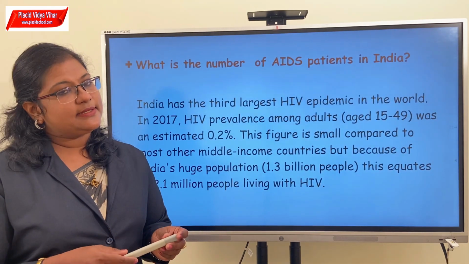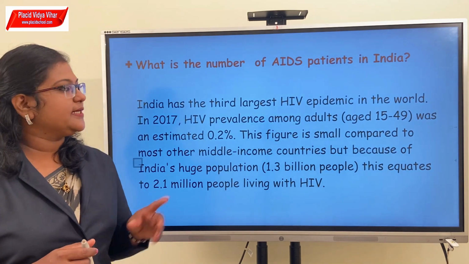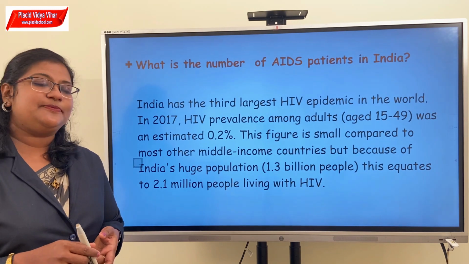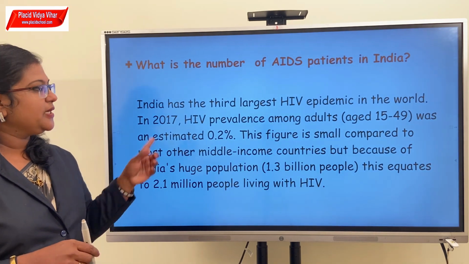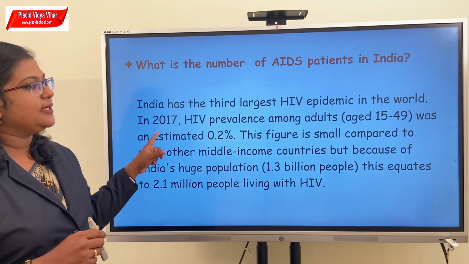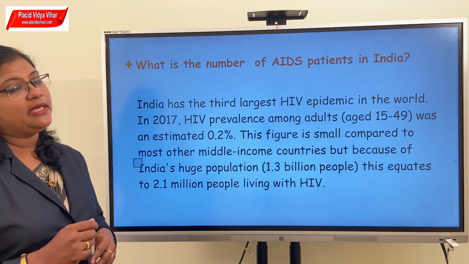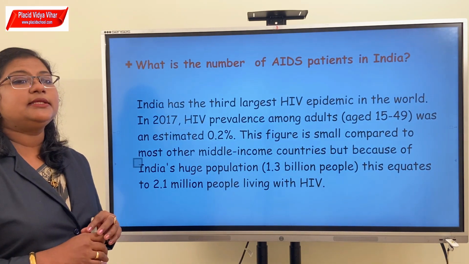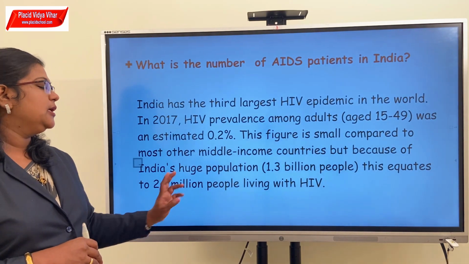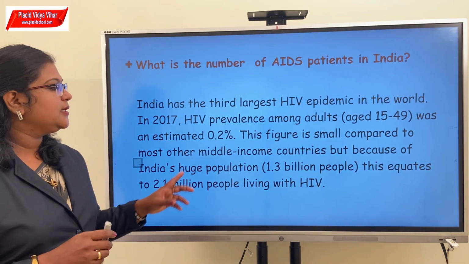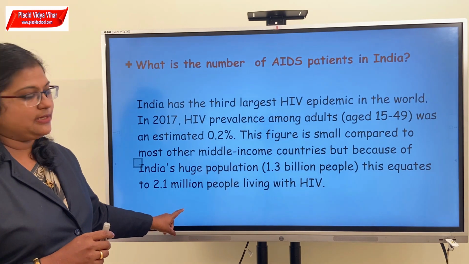Another question is the number of AIDS patients in India. Now, AIDS is an epidemic. I hope you have found out the difference between pandemic and epidemic by now. AIDS is the third largest epidemic in the world, and India has 0.2% of people affected with AIDS. 0.2 is actually a very small amount, but considering the Indian population, this will amount to around 2.1 million people infected with AIDS as per the census in 2019.